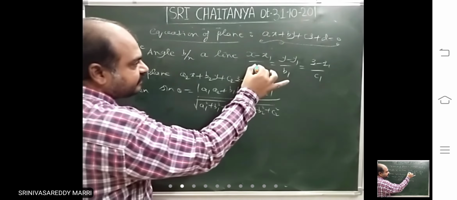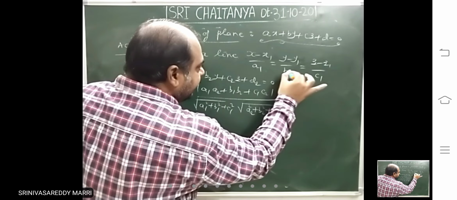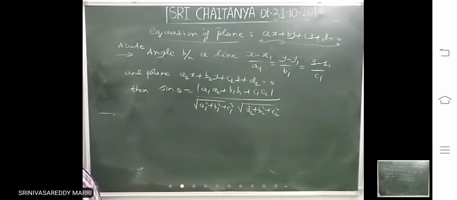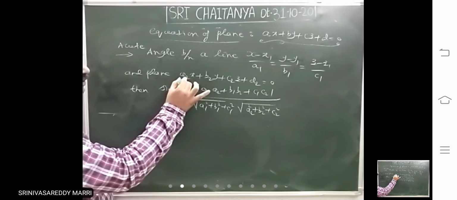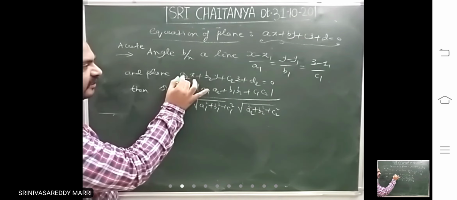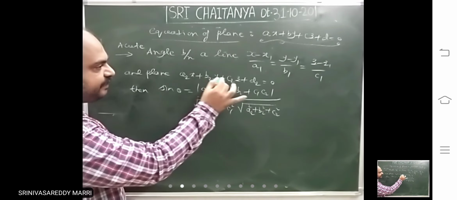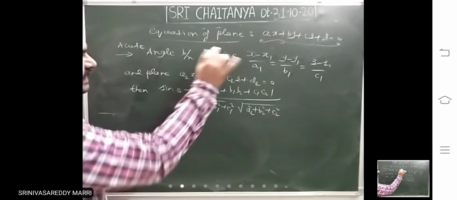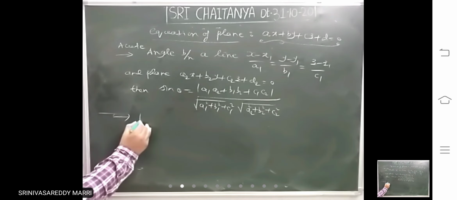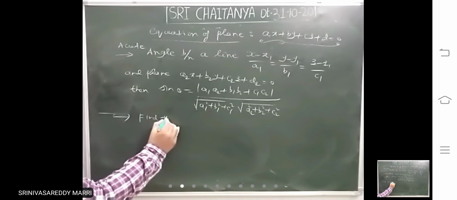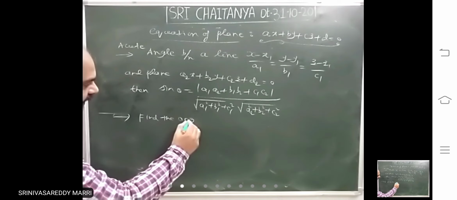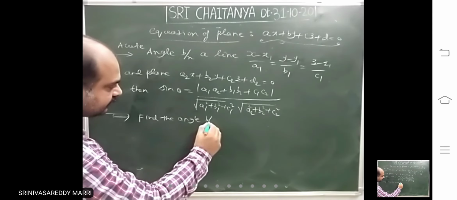A1, B1, C1 are what? Line DRs are there, those are A1, B1, C1. A2, B2, C2 means what? In the plane, X coefficient A2, Y coefficient B2, Z coefficient C2. Just remember this formula. Look at the problem, directly you will be given: find the angle. The logic you will get next week.